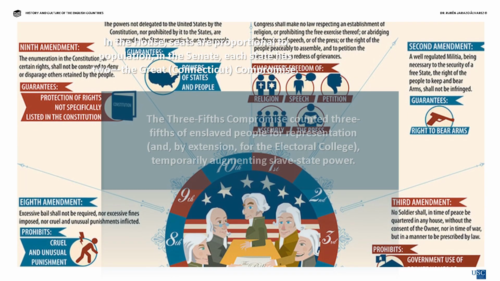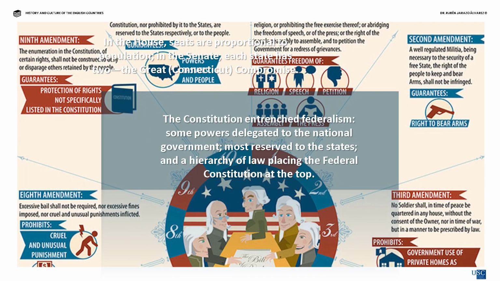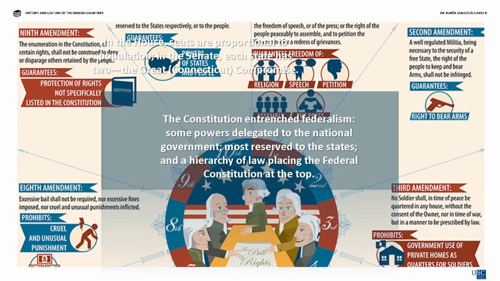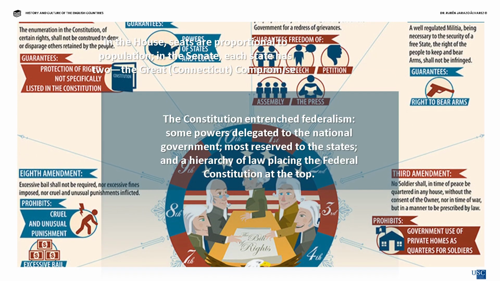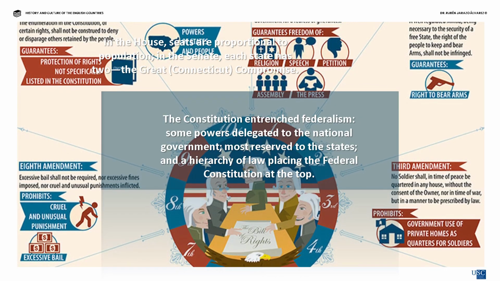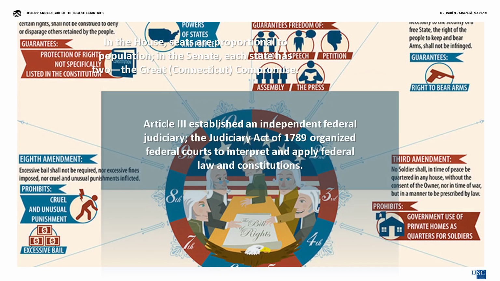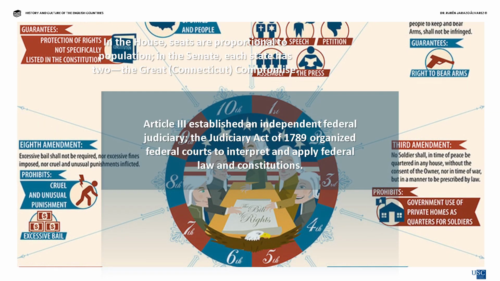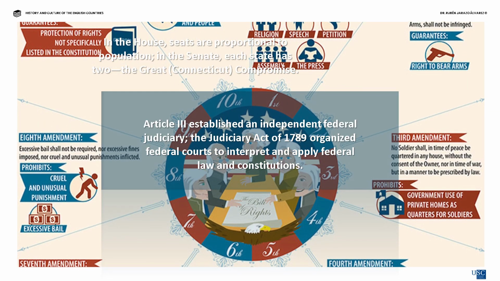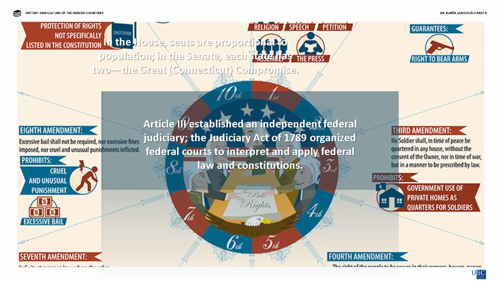The Constitution entrenched federalism, some powers delegated to the national government, most reserved to the states, and a hierarchy of law placing the federal Constitution at the top. Article 3 established an independent federal judiciary. The Judiciary Act of 1789 organized federal courts to interpret and apply federal law and constitutions.